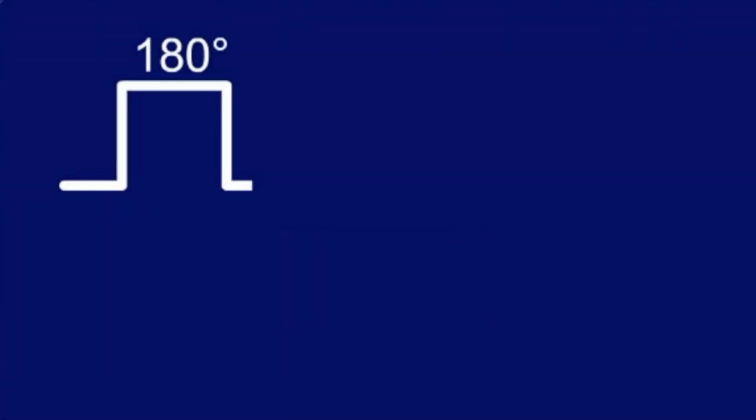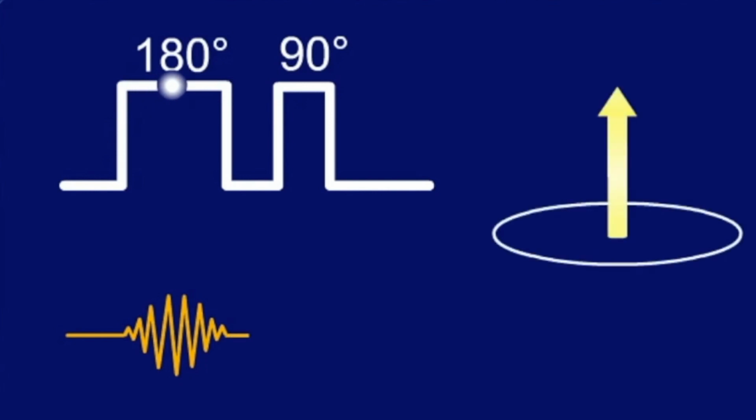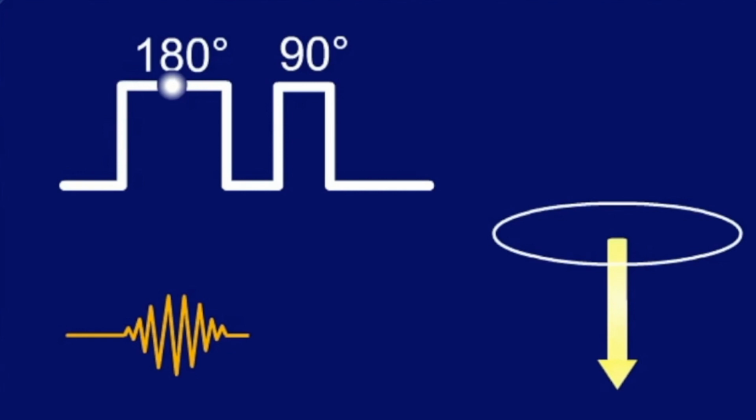In contrast to the spin echo sequence, the inversion recovery sequence uses first a 180-degree pulse, which is then followed by a 90-degree pulse. What happens? The 180-degree pulse turns the longitudinal magnetization in the opposite direction. All protons that were responsible for the net magnetic moment pointing up now point down.